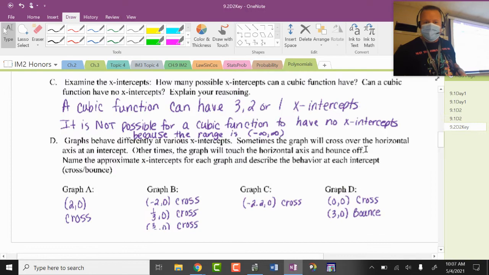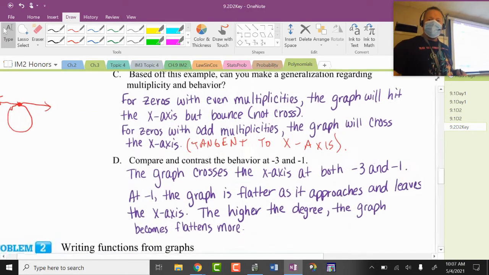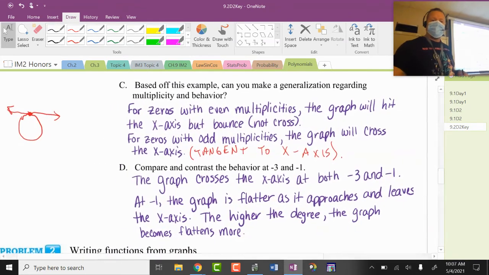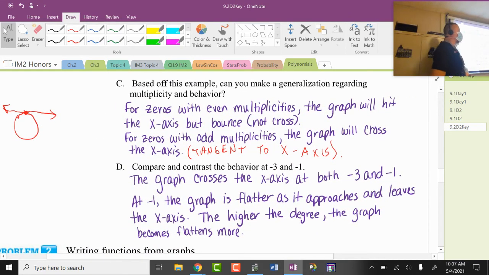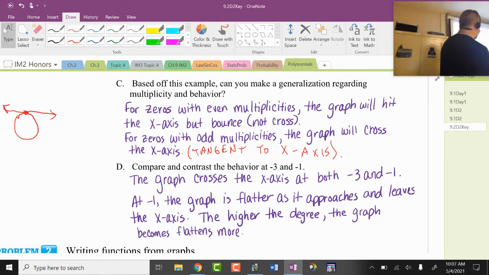So I'm going to go to the cheat key and show what you should have written here. And I did put off to the side that you've seen tangent before. Remember a line tangent to a circle? It skips off the circle at only one point, doesn't cross through it. So it's not tangent, the trig tangent. Tangent means touching without going through, kind of like a bouncing, a skipping off. So for zeros with even multiplicities, the graph will hit the x-axis but bounce, not cross. For zeros with odd multiplicities, the graph will cross the x-axis.